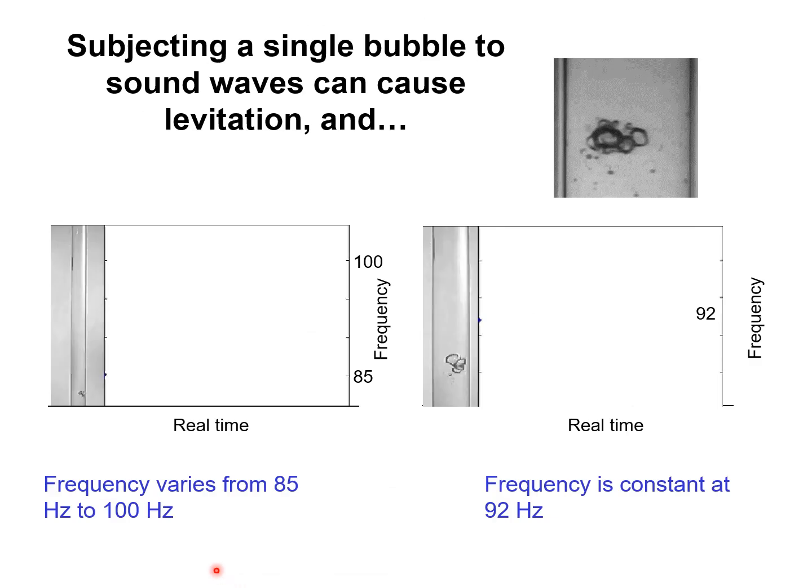Let's first examine what happens to a single bubble that rises in a liquid that is subjected to vibration at a frequency that varies from 85 hertz to 100 hertz. The frequency is now increasing to 100 hertz, decreasing back to 85 hertz, increasing to 100 hertz again. So the bubble rises when the frequency increases, and the bubble descends when the frequency decreases.